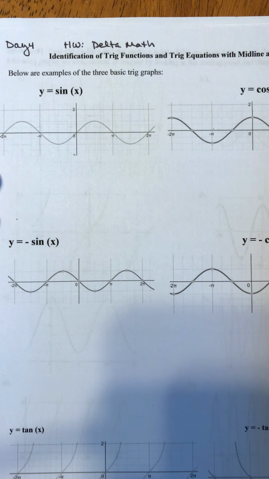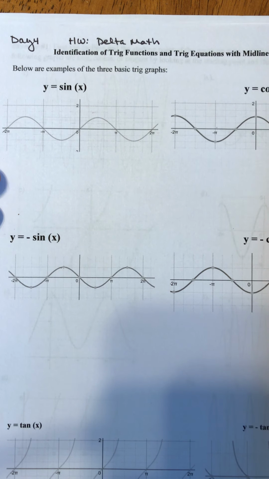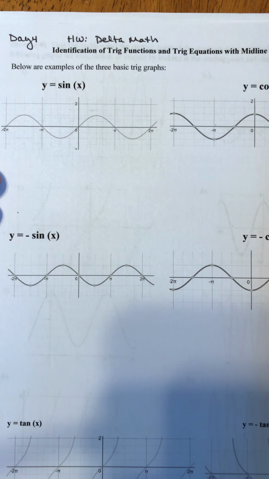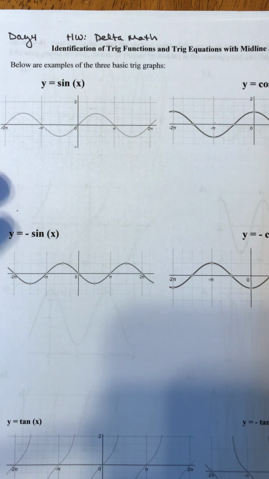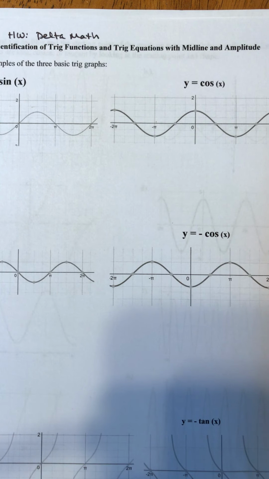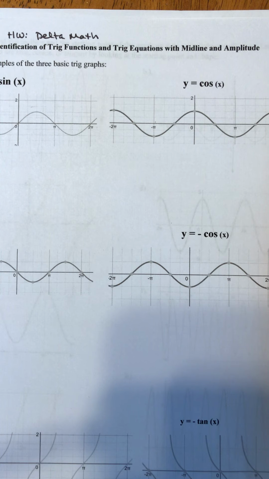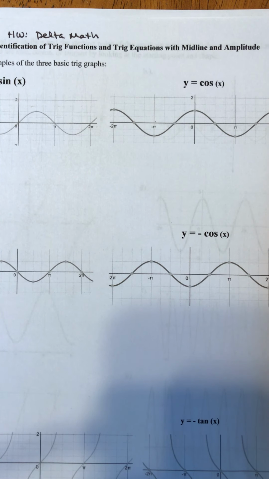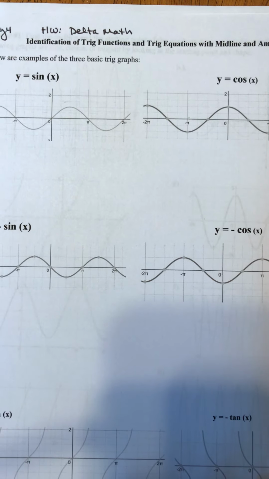For today you'll have an assignment on Delta Math for practice, and what we're going to do today is identify the 3 different trig functions by their graph and their basic level, and then later we are going to identify the trig equations of graphs using their midline and amplitude. So we're going to make some changes to them. This first page of notes is the basic trig graphs for sine, cosine, and tangent, and their negative components.